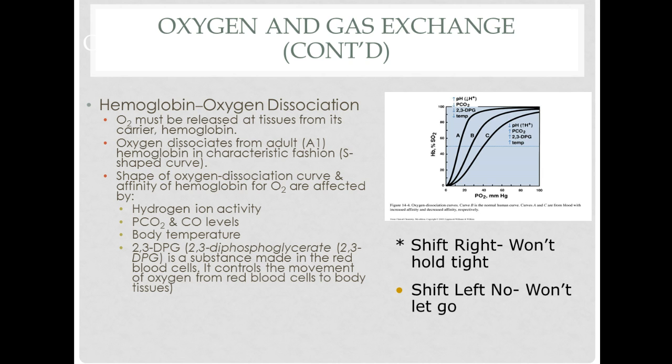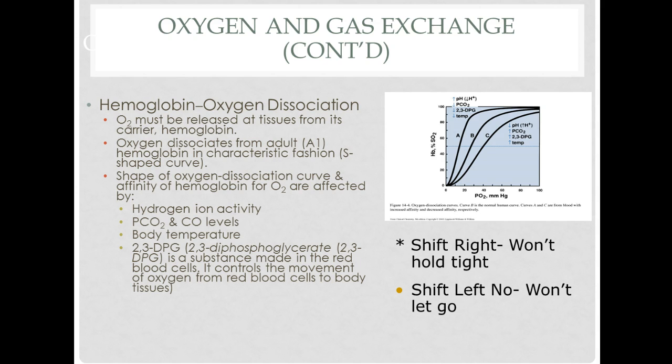Hemoglobin oxygen dissociation can be looked at too, depending on the situation that the body is in. Oxygen dissociates from the adult hemoglobin in a characteristic fashion in an S-shaped curve, as you can see from the picture to the right. The shape of the oxygen dissociation curve and affinity of hemoglobin for oxygen are affected by a few things: hydrogen ion activity, CO2 and carbon monoxide levels, body temperature, and 2,3-diphosphoglycerate. That's a substance made in the red blood cells that controls the movement of oxygen from the red cells to the body's tissues.